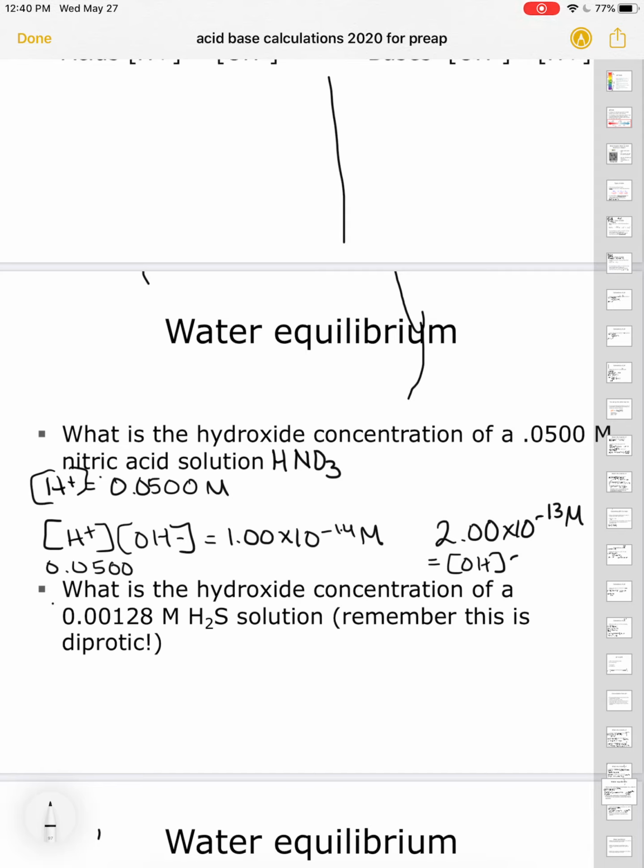And you know what, guys? I'm thinking to myself, what if I wanted to figure out what the pH of this solution was? Well, the pH of this solution would be equal to the negative log of the concentration of my acid, which would be the negative log of 0.0500.